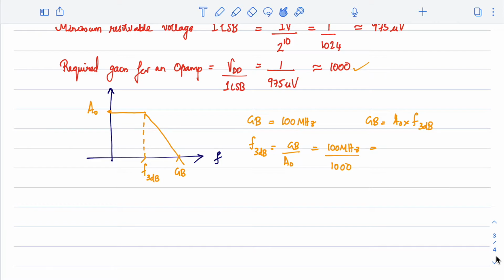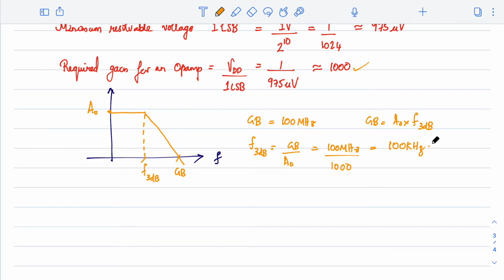Yeah, close to 100 kilohertz. So the bandwidth or the 3 dB frequency we are expecting is around 100 kilohertz.